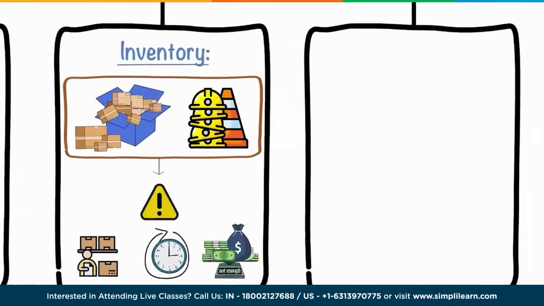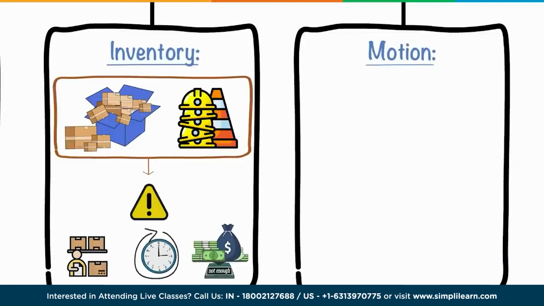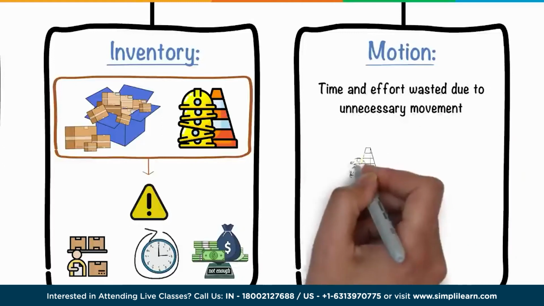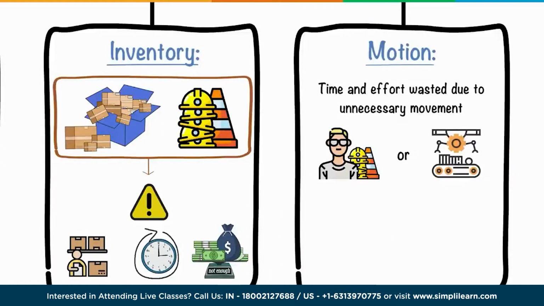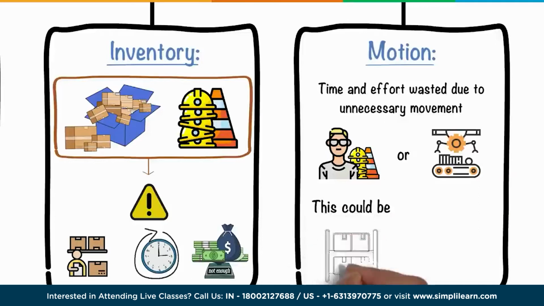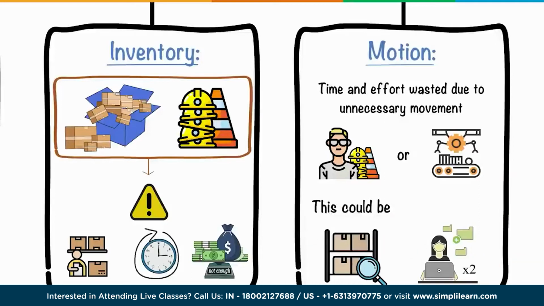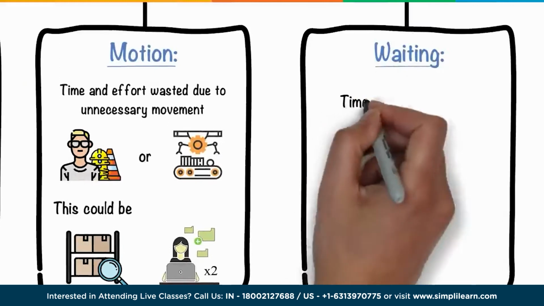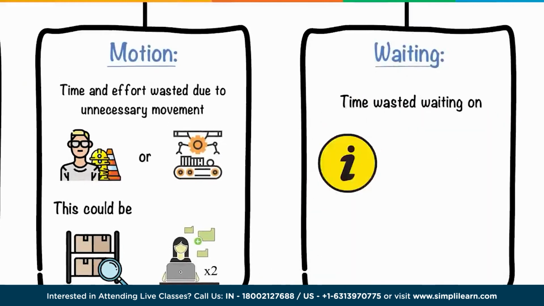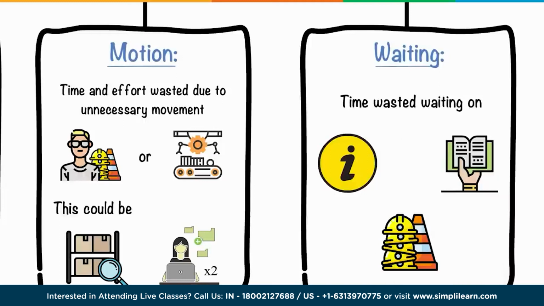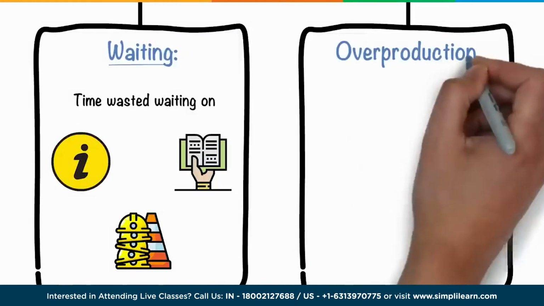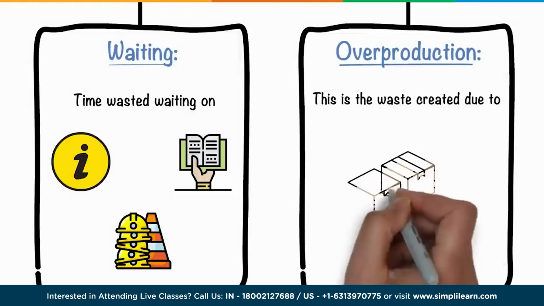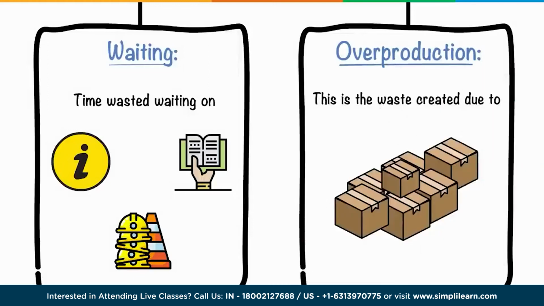3. Motion. This refers to the time and effort wasted due to unnecessary movement of people, equipment, or machinery. This could be sitting through inventory, double data entry, and so on. 4. Waiting. This can be time wasted waiting on information, instructions, materials, or equipment. 5. Overproduction. This is the waste created due to producing more products than required.